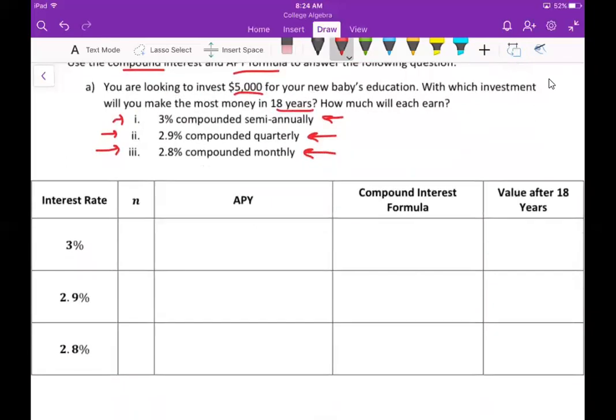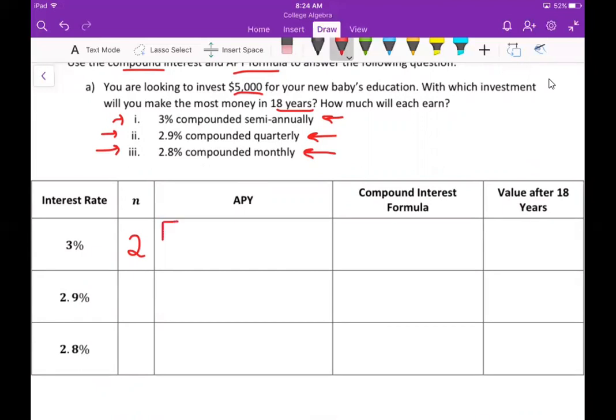Okay, so an interest rate of 3% here, since it's semi-annually, N is 2. So we're going to look at both the APY, what's the effective interest rate, and what's going to be that value after 18 years. Okay, we're going to look at both of those two things. So let's practice with the APY formula first.